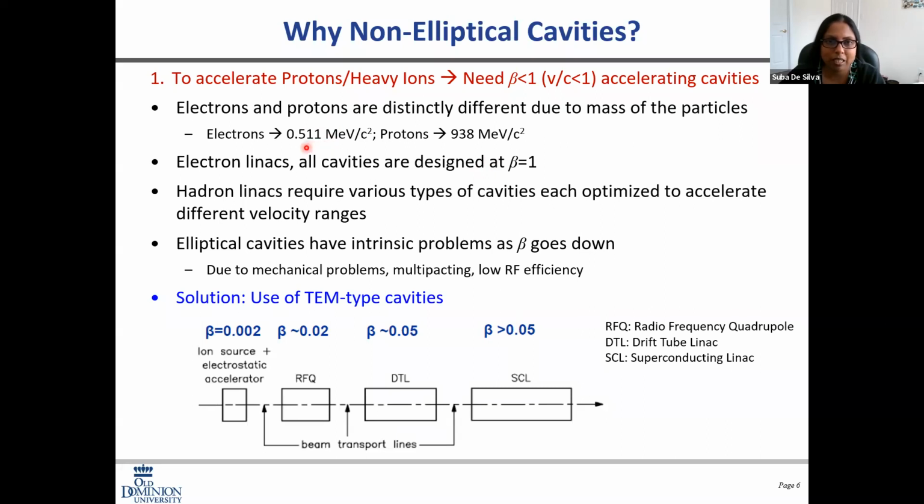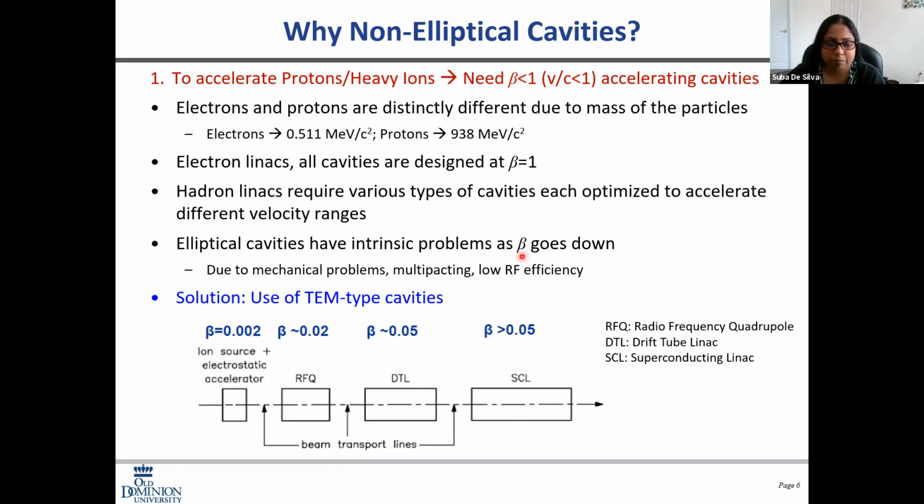So you don't need any non-elliptical cavities. But when we are accelerating protons or heavy ions, the mass is almost 2,000 times more than electrons. So you do need cavities that can operate at beta less than 1. Beta meaning v over c, where v is the velocity of the particle and c is the speed of light. So you need to design cavities such that you can have a variety of beta acceleration in the machine.